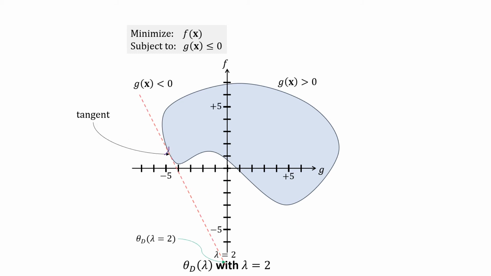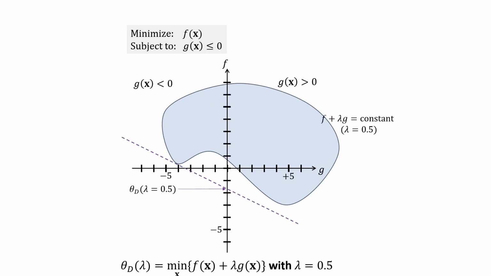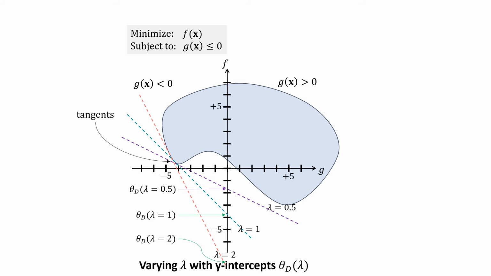The tangent where lambda is 2 and the value of theta d lambda, which is where the contour intersects the y-axis. The tangent when lambda is 1 and theta d lambda, where the straight line contour intersects the y-axis. This is theta d lambda, which we saw previously for lambda is 0.5. Observe that theta d keeps increasing as lambda is reduced from 2 to 0.5.